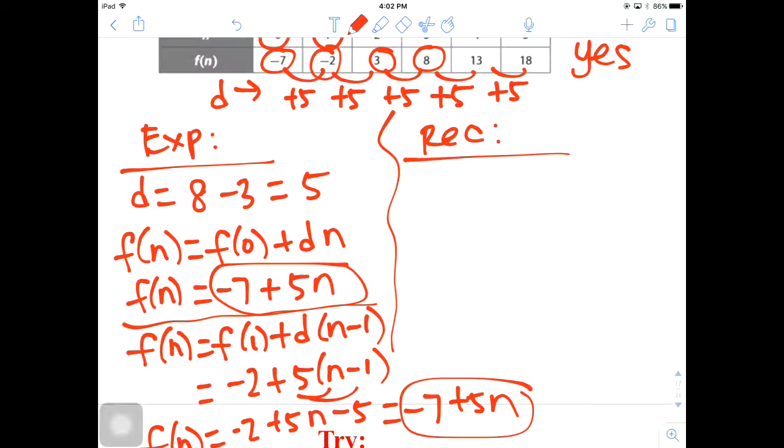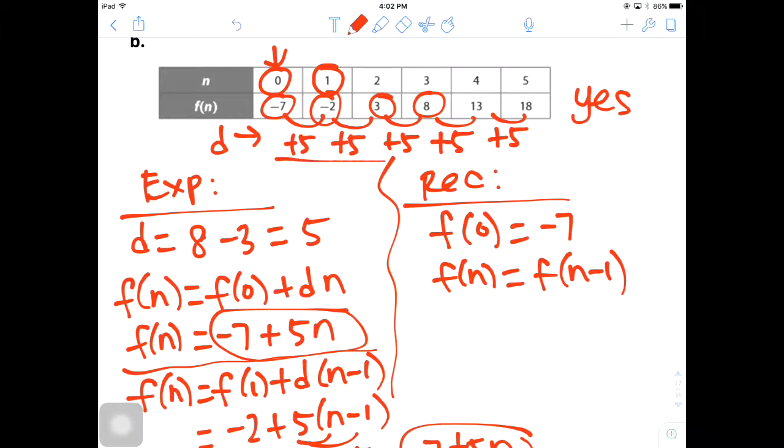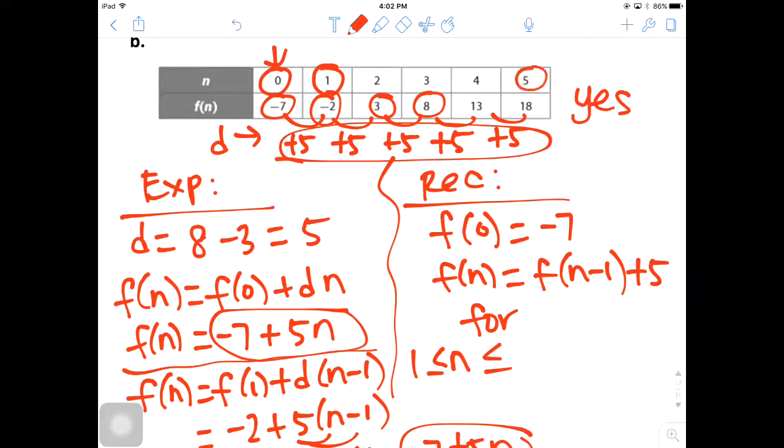So for the recursive rule, again, you have two choices. Let's start with f of 0 because that's the one that is given in the table. So we're going to start the equation with f of 0 is equal to -7. That's the given, like making an announcement: this is how the list starts. f of n is going to be the previous term, f of n minus 1. And what are we doing every single time? We're adding 5, right? So it's saying take the previous term, add 5, you'll get the next term. And then this is for n goes from 1 to 5.